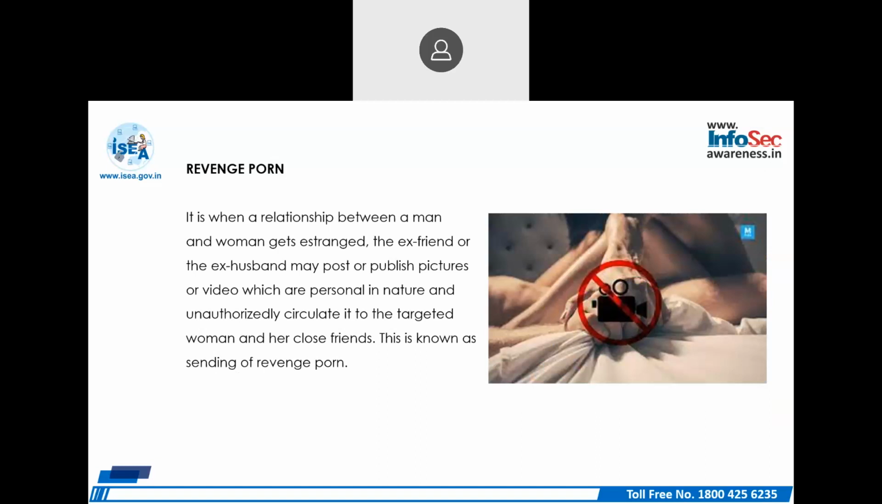After the breakup, revenge porn is the biggest thing, because whenever a person gets in a relationship, they get estranged, then the ex-friend or ex-husband may post or publish your private pictures, unauthorizedly circulate it to targeted women and her close friend, and this is basically revenge porn.